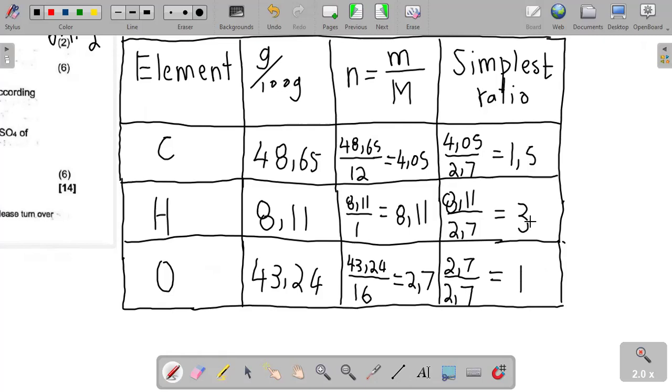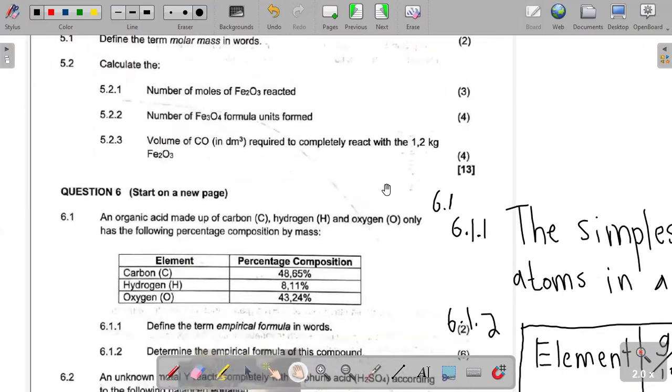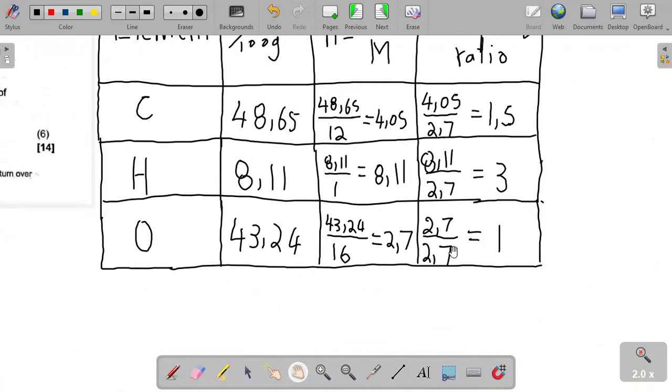Now, for the simplest ratio, we don't want decimals. Here we have 0.5, meaning we're going to multiply everything by 2. Let me show you this.